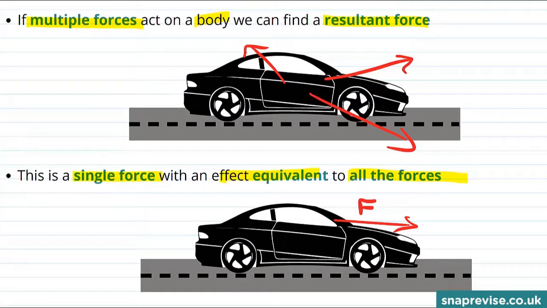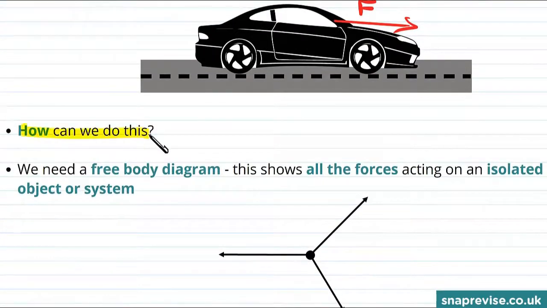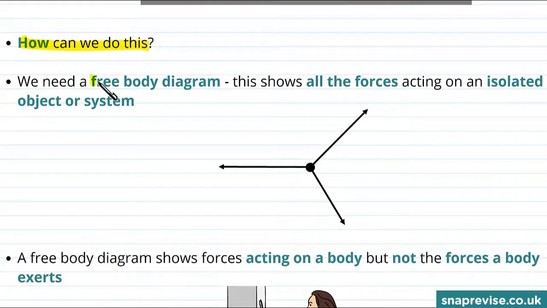Now we want to be able to come up with some methods for finding these resultant forces because they're clearly very useful. But how can we do this? Well, to start with, we need to know what all the forces are that are acting on our object. To do this, we use a free body diagram. It is precisely the thing which shows all of the forces acting on an isolated object or system.